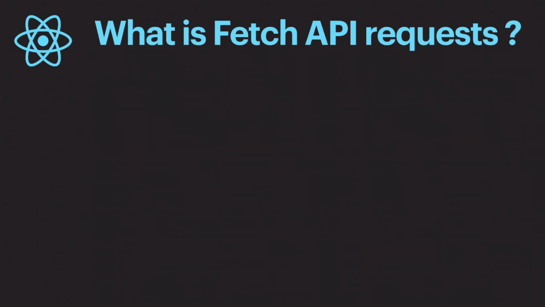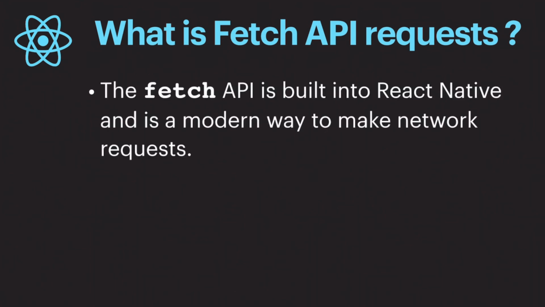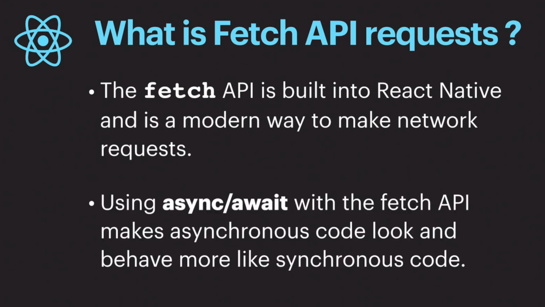So first is the fetch API request. Actually the fetch API is built into React Native and is a modern way to make network requests. We mostly use the fetch API request with async and await. So the fetch API makes asynchronous code look more like synchronous code. We will also learn the fetch API request with a practical example, but before the practical example I would like to show you what the fetch API request actually is.